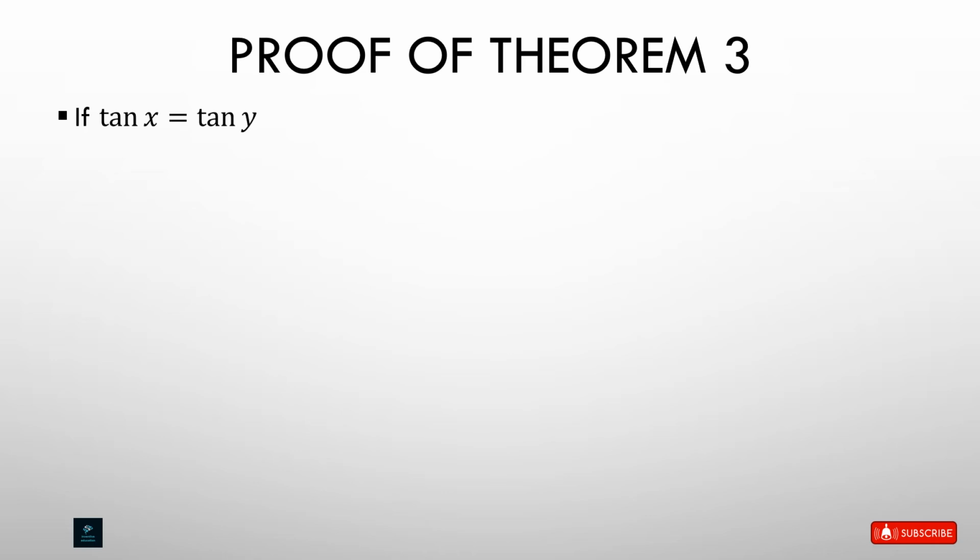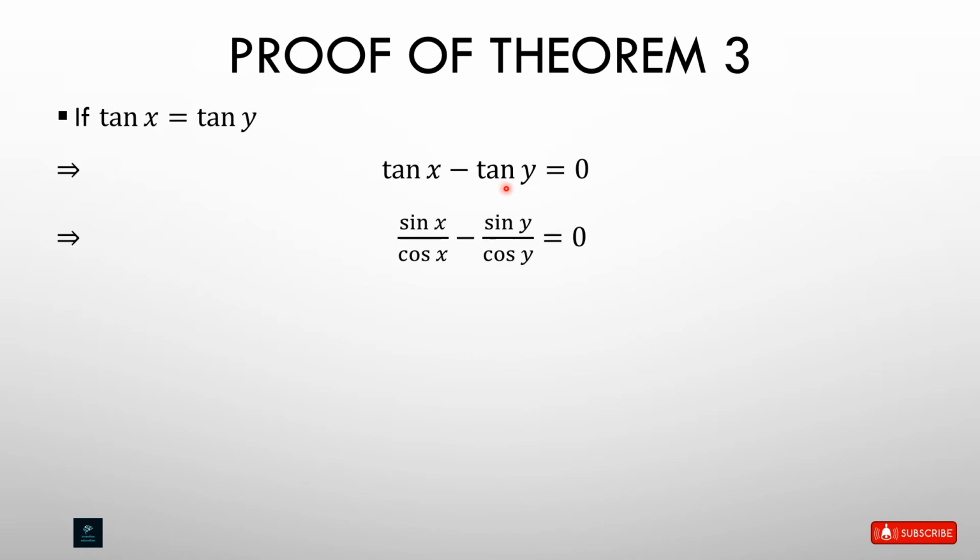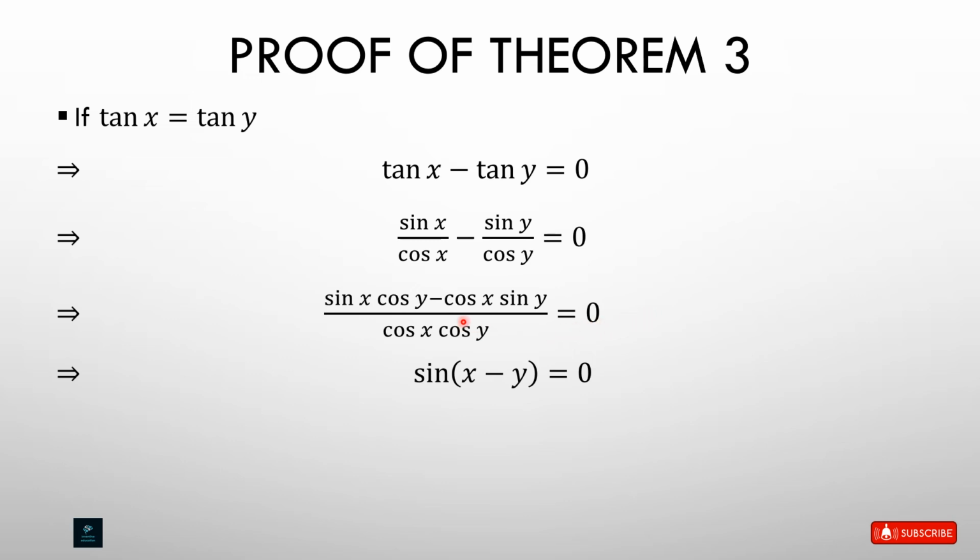If tan x is equal to tan y, this means that tan x minus tan y is equal to 0. This means that sin x by cos x minus sin y by cos y is equal to 0. Taking the LCM, we get sin of x cos of y minus cos of x sin of y divided by cos x cos y is equal to 0. This means that the numerator has to be 0.